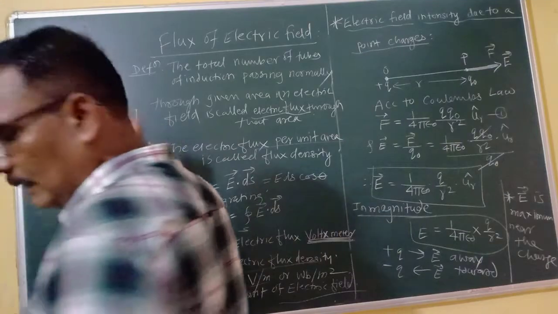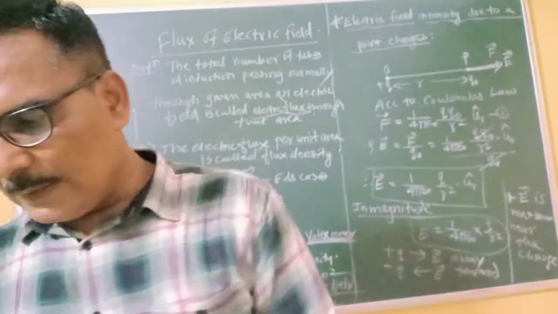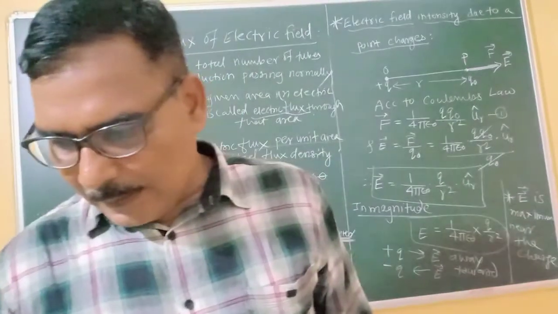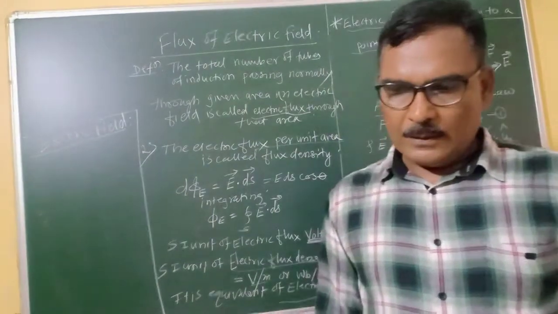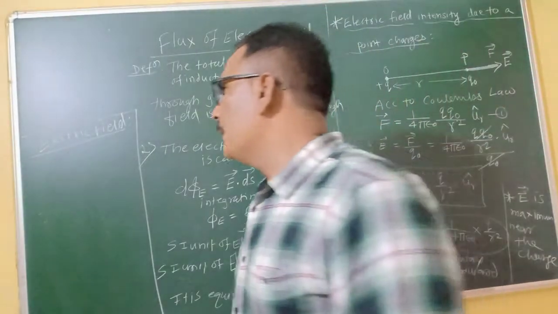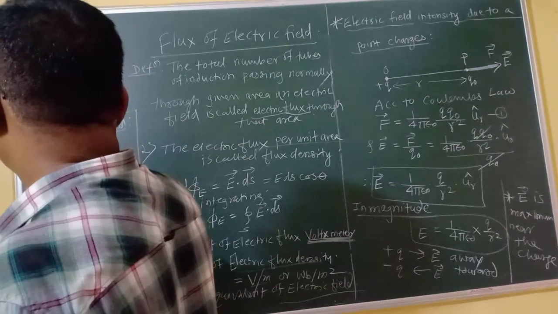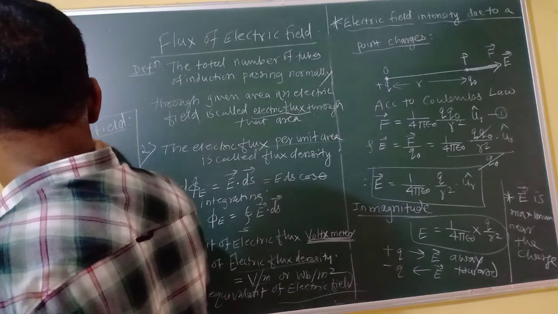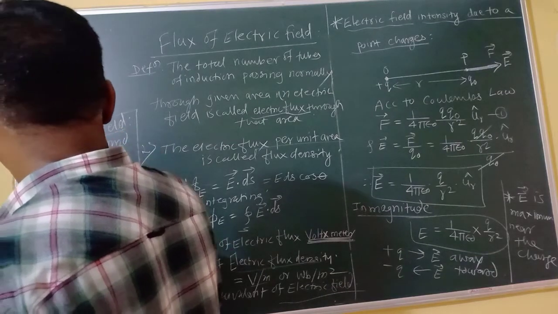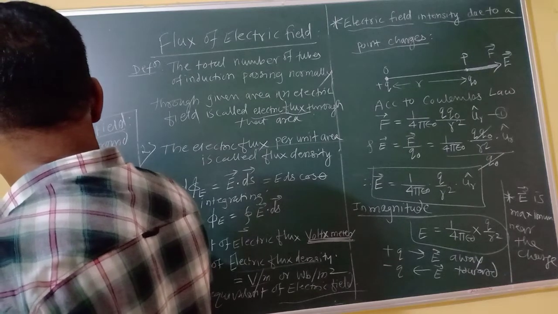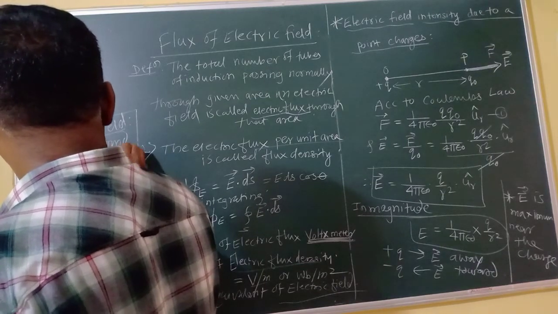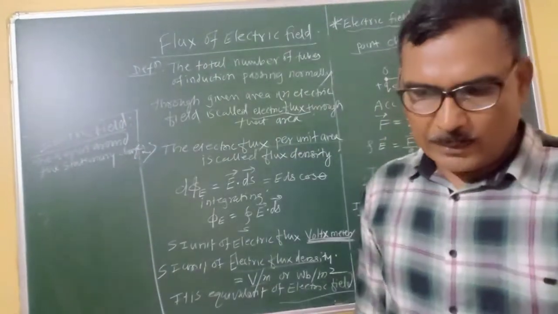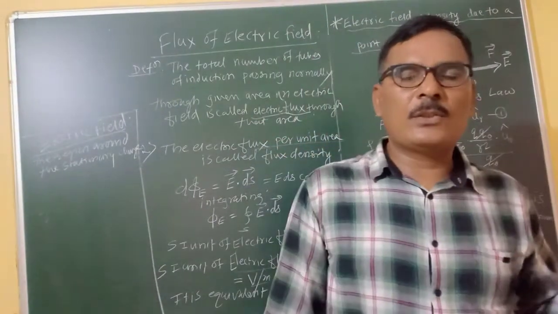What is an electric field? The electric field is nothing but the region around the stationary charge. The region around the stationary charge has the electric field. The region around the stationary charge is called what? Electric field. The space around the stationary charge is also called the electric field.